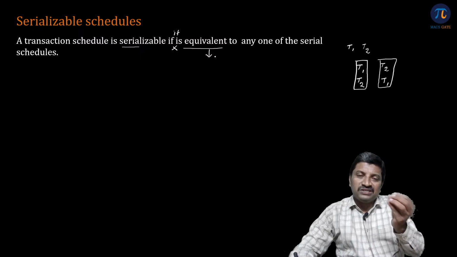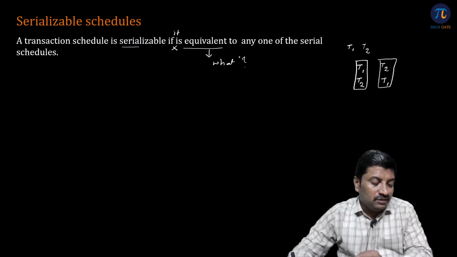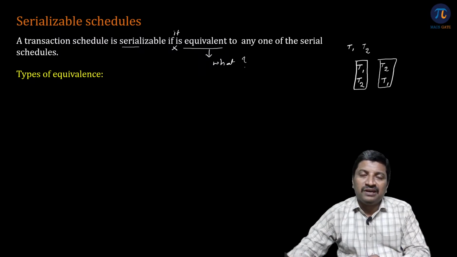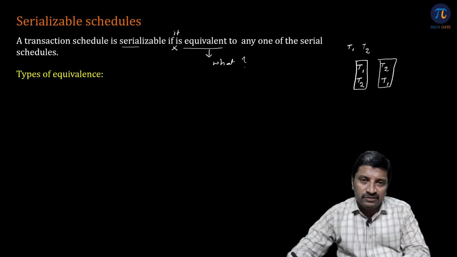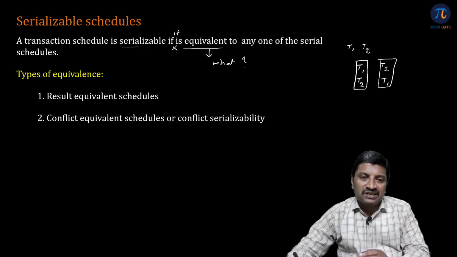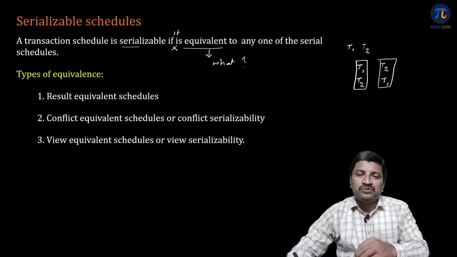Now the question is, what is meant by equivalence? When we say the given schedule is equivalent, that is what we need to discuss first. Types of equivalence: how to verify the equivalence? There are three ways to verify the equivalence, or three types of equivalences between the schedules. The first one is result equivalent schedules. The second one is conflict equivalent schedules, or conflict serializability. The third one is view equivalent schedules, or view serializability. Let us discuss each of these one by one.